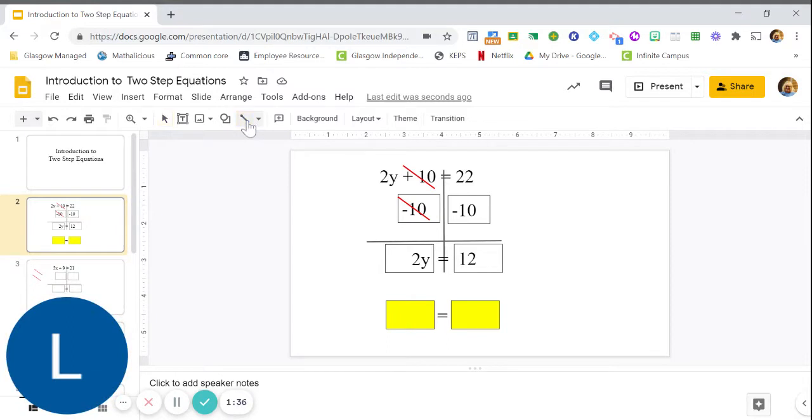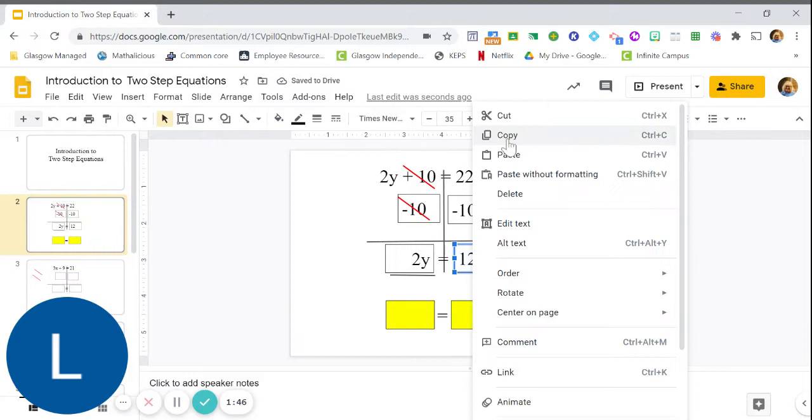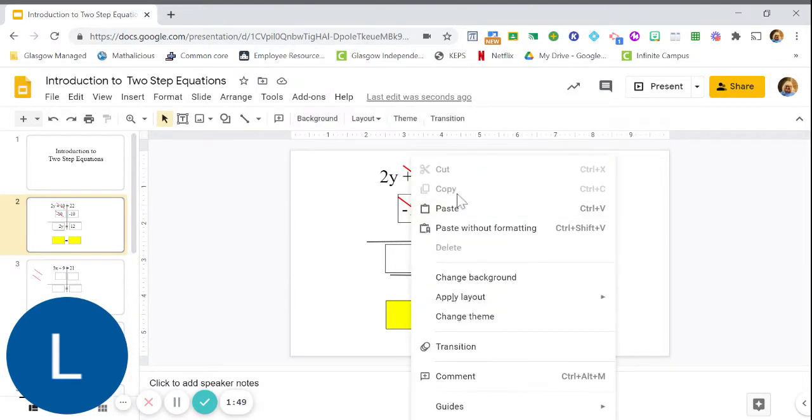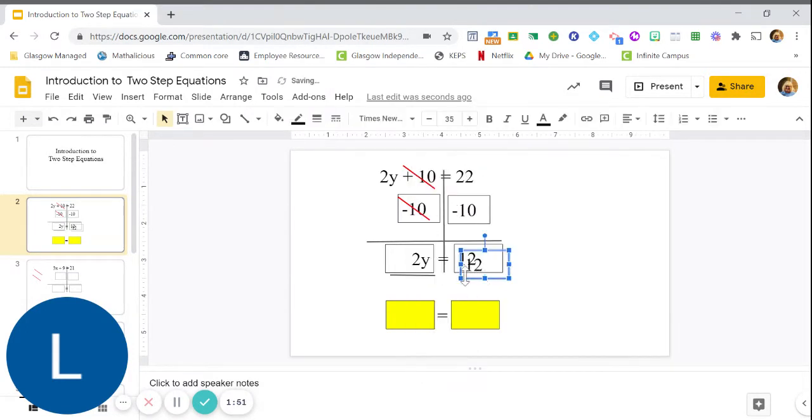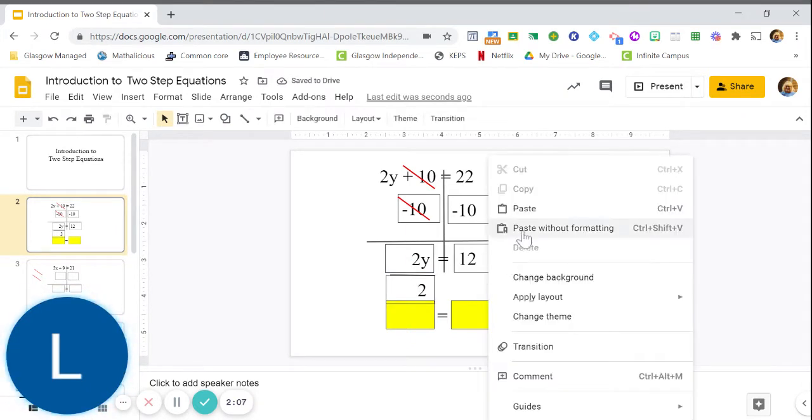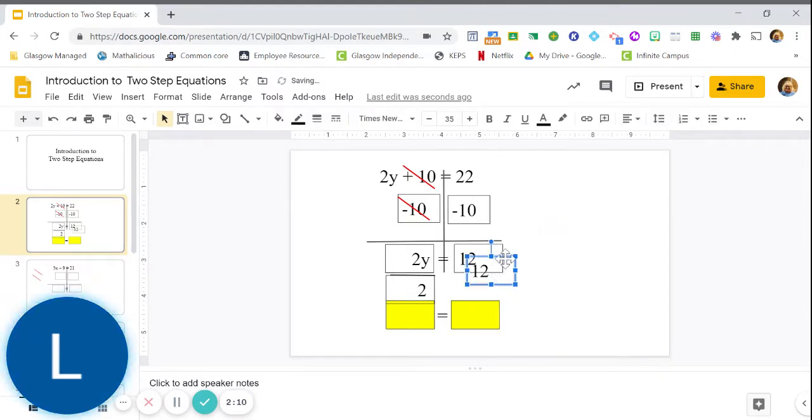So let me add a line here. I'm going to add me a box. Grab it. And this you would just do on your paper because I had no way of. So I'm going to divide this side by 2. And then I'm going to divide this side by 2.